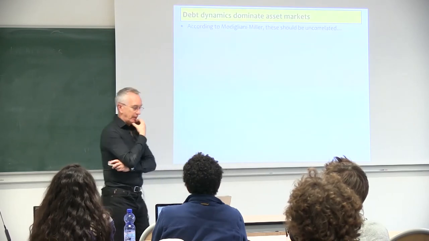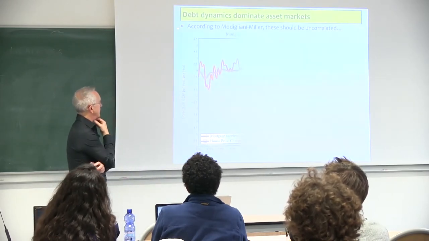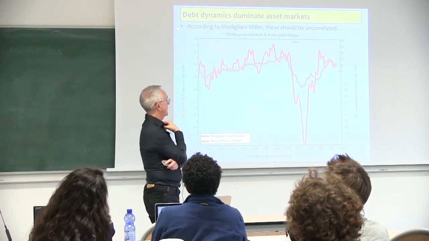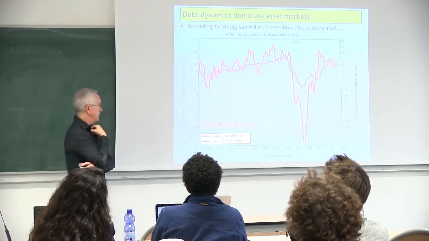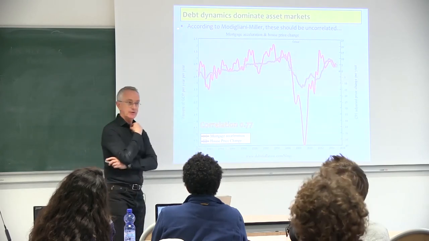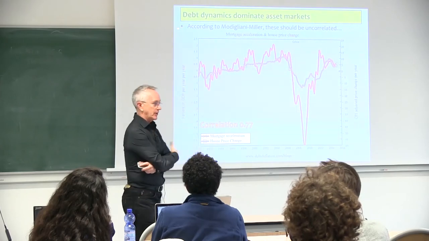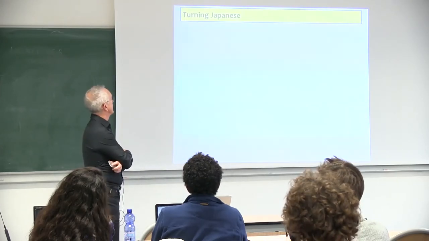Similar thing for the housing market. This is a correlation of acceleration of margin debt and change in the American House Price Index. And over 25 years, the correlation there is 0.77. So, as I've shown you, a causal argument behind that correlation.